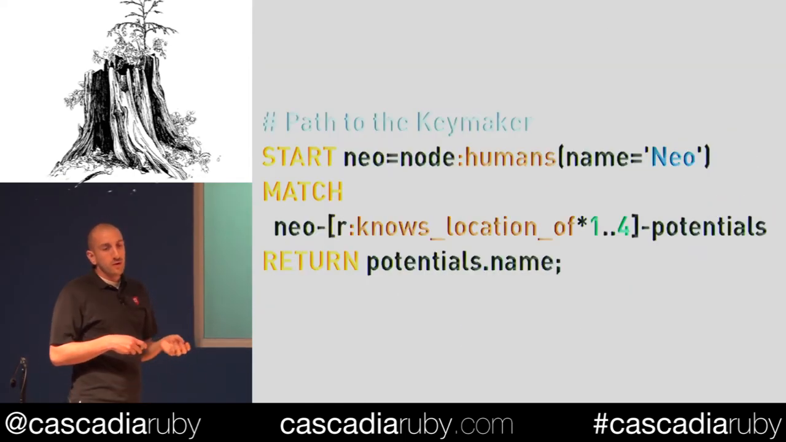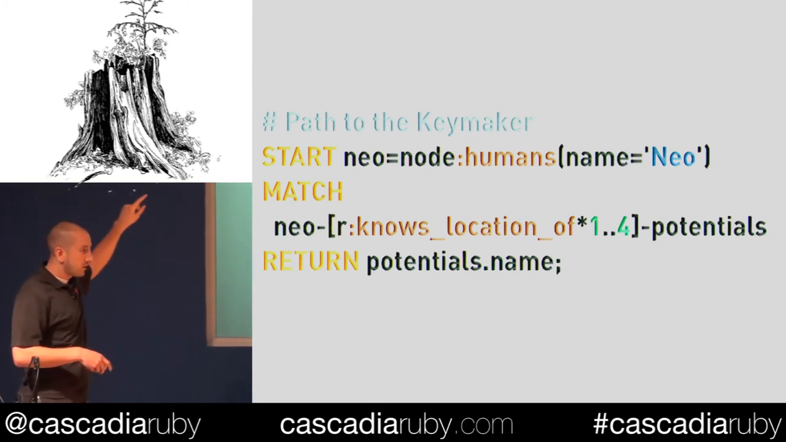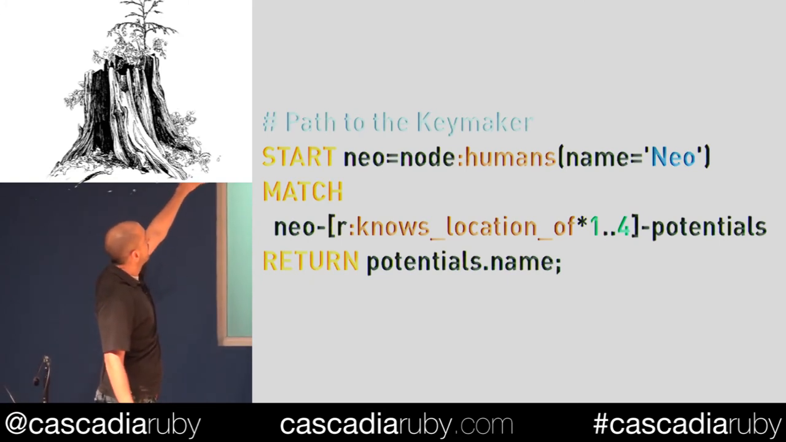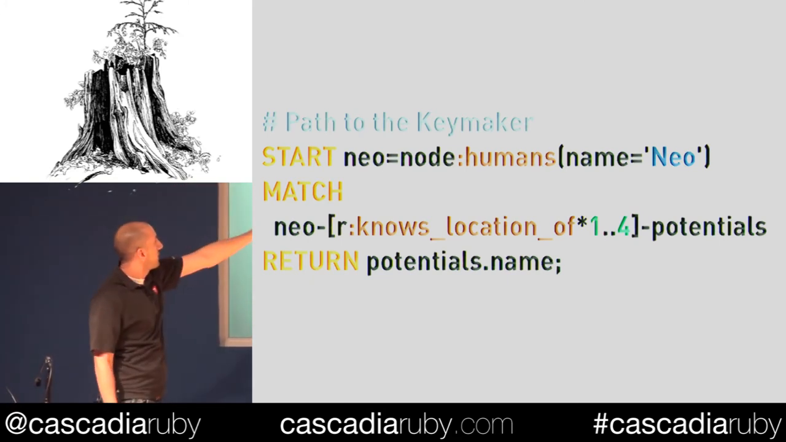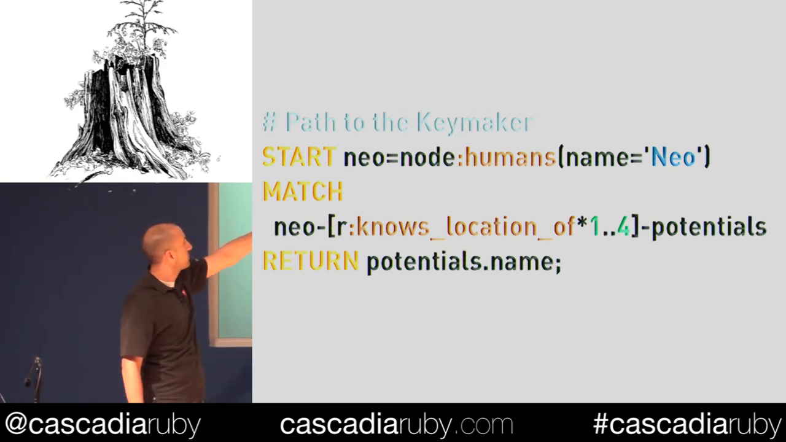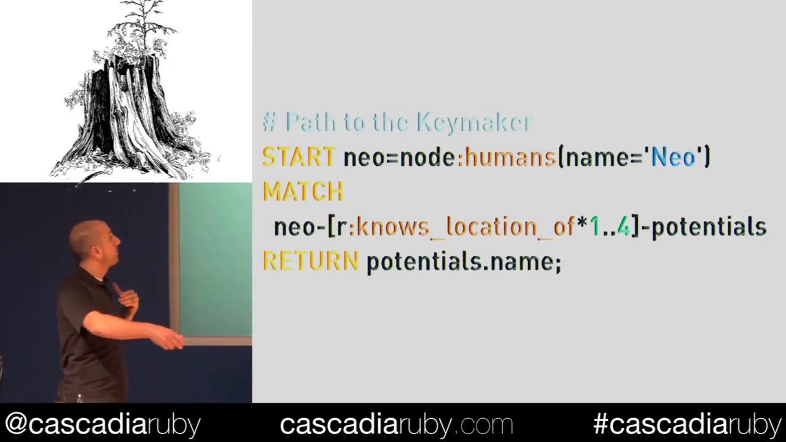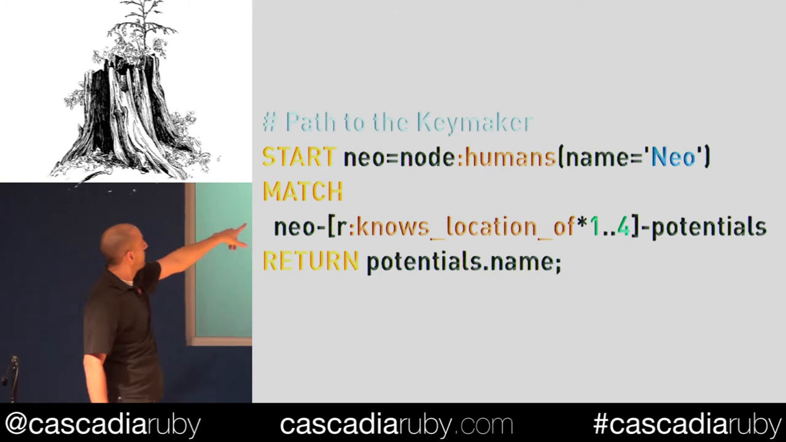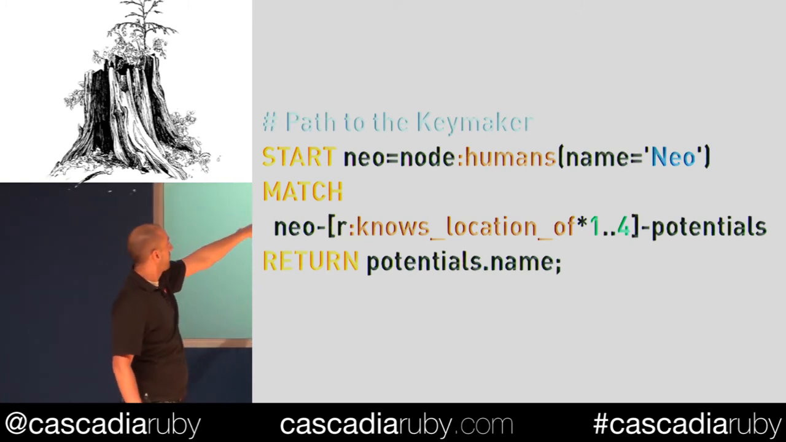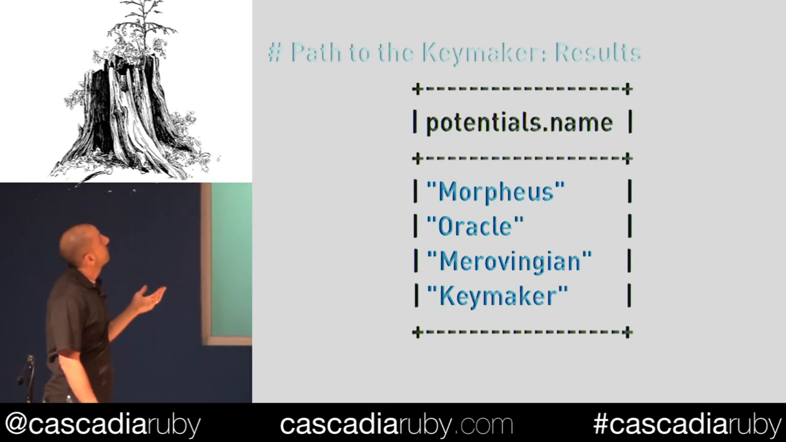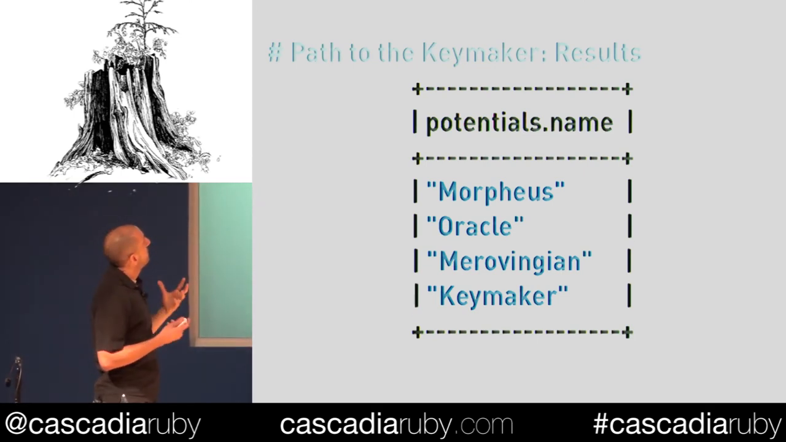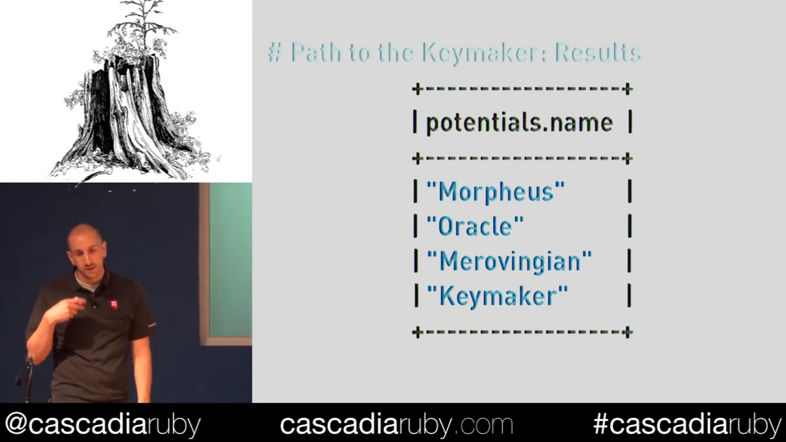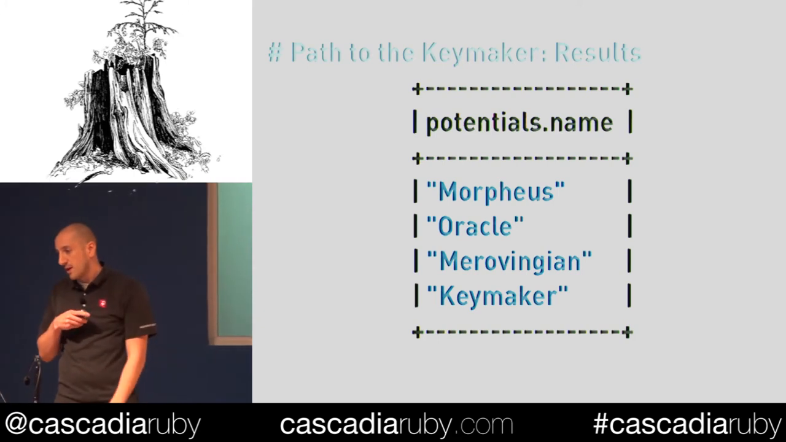Cool. So to get the path to the Keymaker, if you want to do a straight line all the way to the Keymaker, you would say something like, start with Neo. And then you use this cool looking syntax where you say knows location of star 1..4, so you want to go 4 deep. Because if you remember, it's 1, 2, 3, 4 all the way down, and then you can return just a property from the relationship, and it would look something like this. So this becomes Neo's to-do list of who he needs to go find: Morpheus, Oracle, Merovingian, Keymaker, save the world, check, we're done.